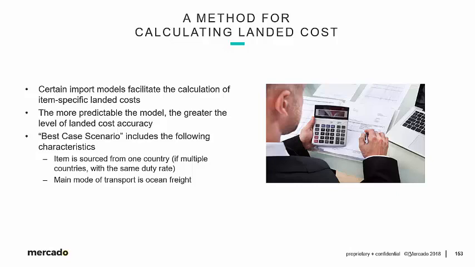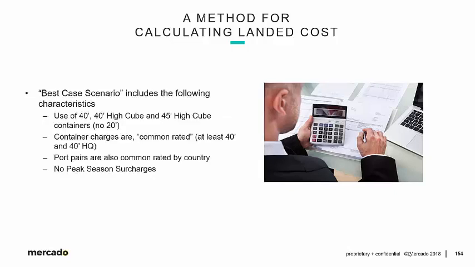The main mode of transport is ocean freight, so we don't have to be mixing in air freight and calculating between the two and such. Other best case scenario factors include the use of 40 high cubes and 45-foot high cubes, no 20-footers. Container charges is something that is referred to as common rated, meaning at least for 40 and 40-foot high cubes.